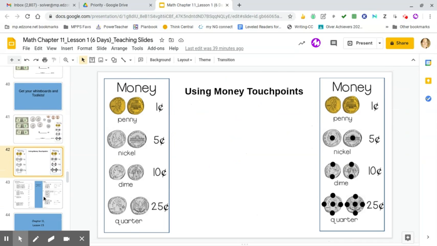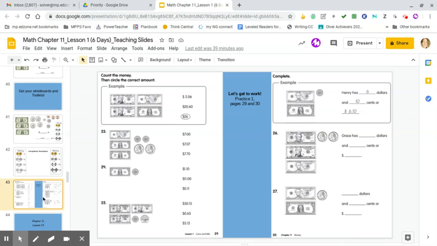Okay. So let's look at our assignment for today. We're going to practice doing these. I'm going to give you some time to solve it, and then I want you to try to solve it on your own, and then you can check your answer to see if you did it right. So let's start off by doing 23. Start off with counting the bills, and then count the coins.